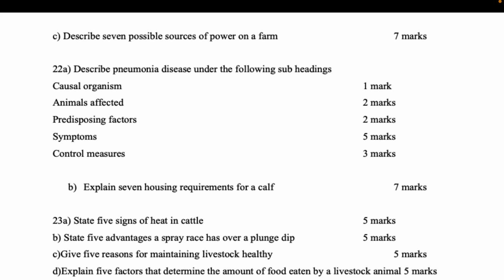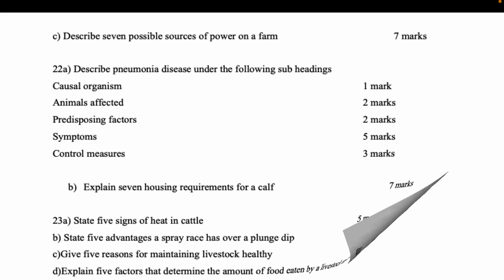23. State 5 signs of heat in cattle. 5 marks. B. State 5 advantages a spray race has over a plunge dip. 5 marks. C. Give 5 reasons for maintaining livestock healthy. 5 marks. D. Explain 5 factors that determine the amount of food eaten by a livestock animal. 5 marks.